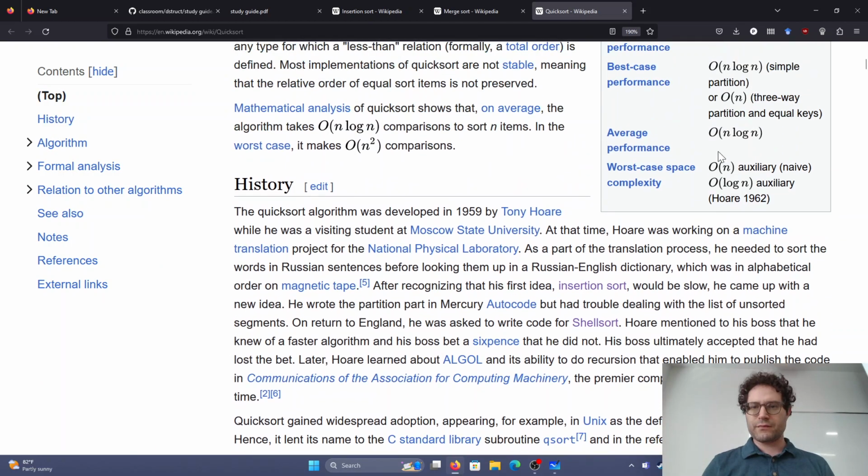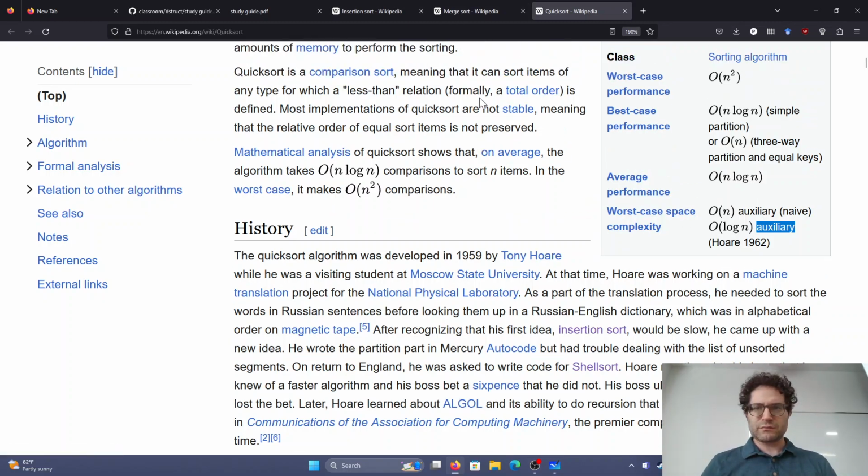Quicksort, if it's implemented correctly, uses log n space, less space because it can be done in place. And where does this log n come from? From the recursive calls, which merge sort is going to have anyway. So it's clearly beating merge sort here. Okay.